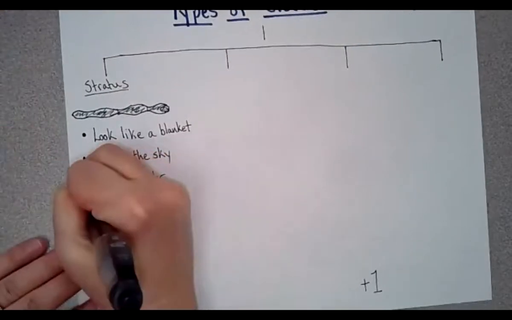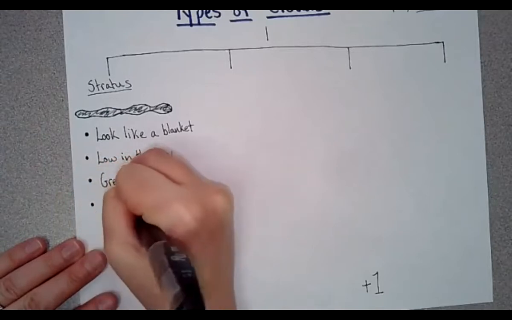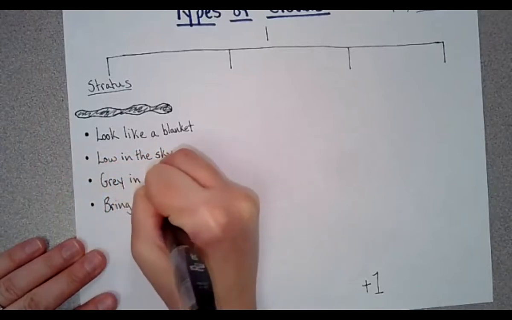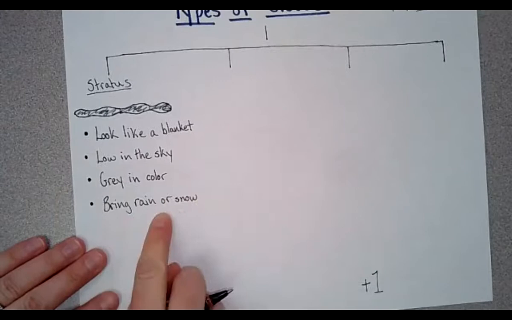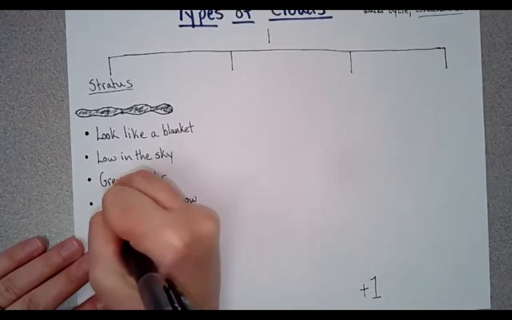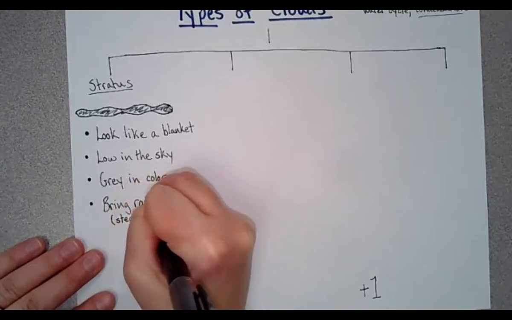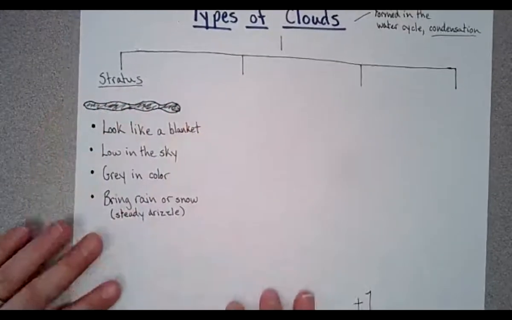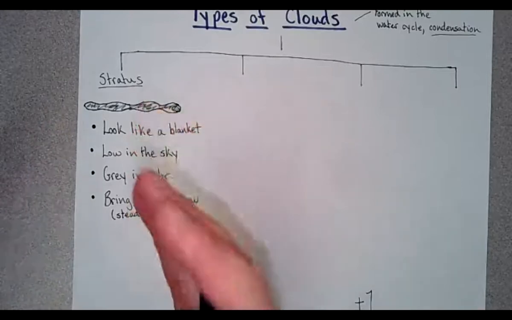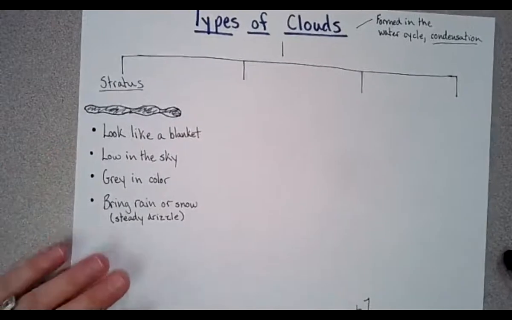And then let's talk about what type of weather they bring. They bring rain or snow. But not in a thunderstorm type of way, just a steady rain, like a steady drizzle. Stratus clouds are not going to bring thunderstorms. They're going to just bring constant, steady rain.